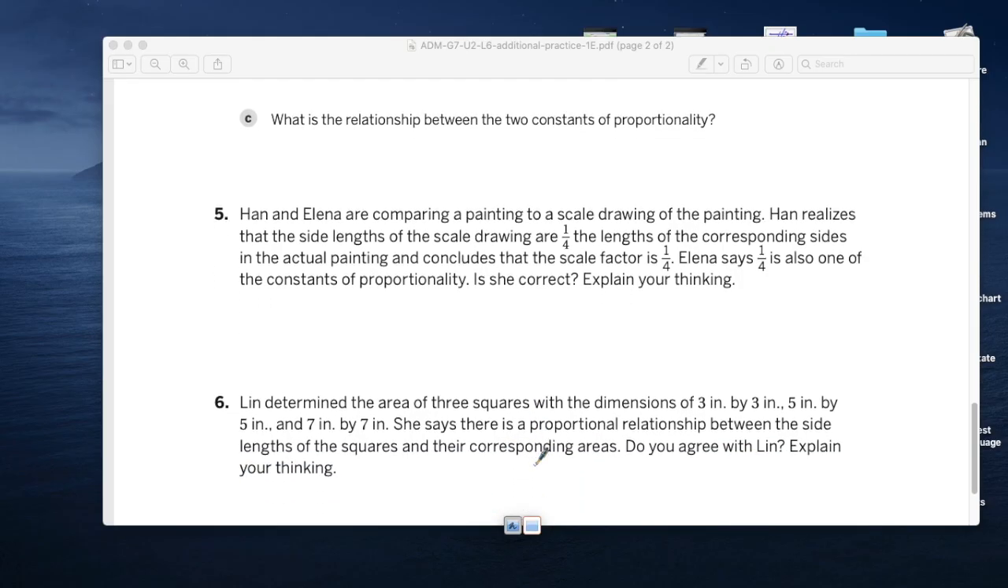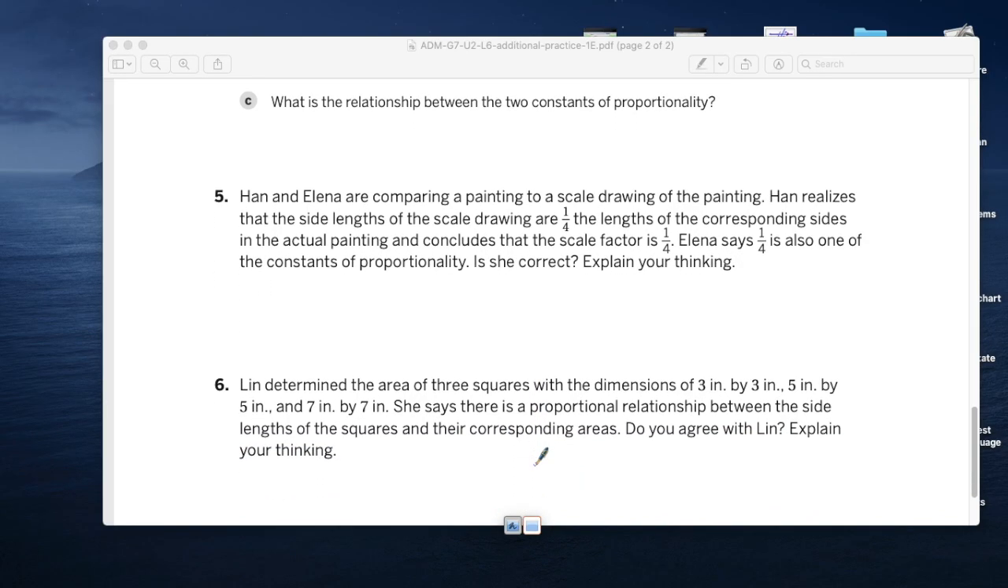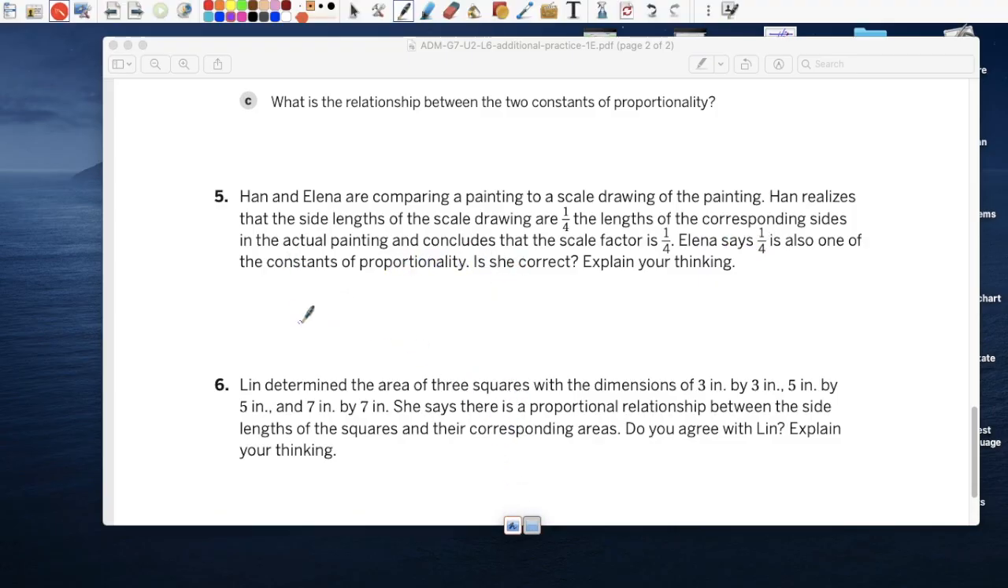Hannah and Helena are comparing a painting to a scale drawing of a painting. Hannah realizes the side lengths of the scale drawing are 1/4 of the length of the corresponding sides of the actual painting, and concludes the scale factor is 1/4. Helena says 1/4 is also the constant of proportionality. She's correct. So let's draw. Let's pick easy numbers, say 2 and 4.